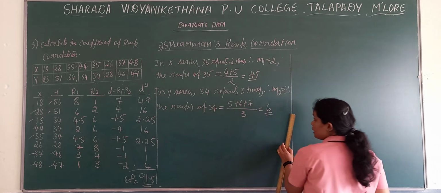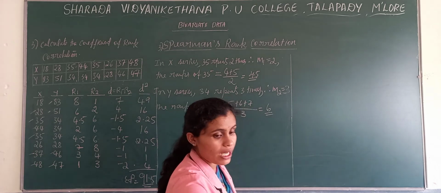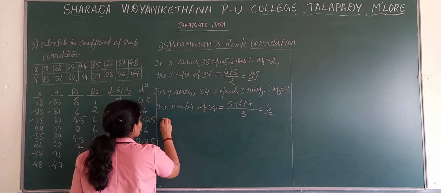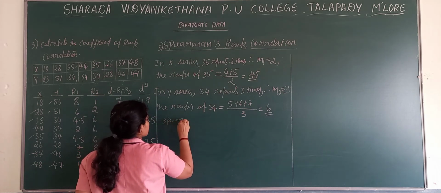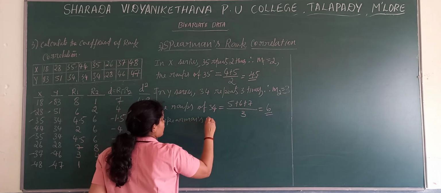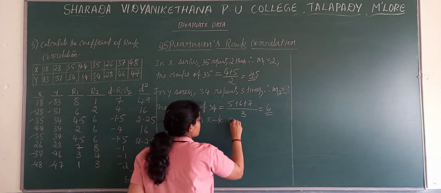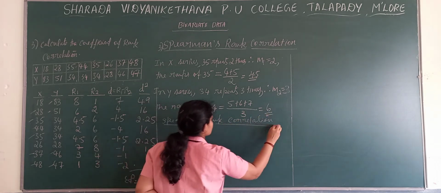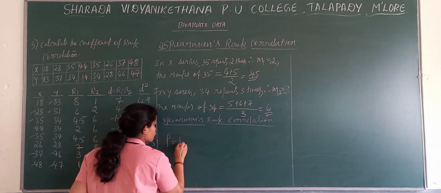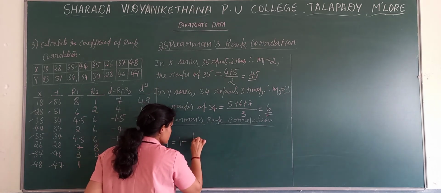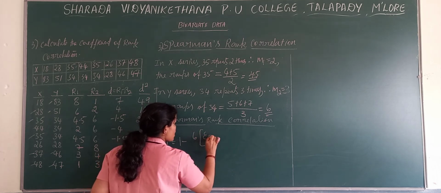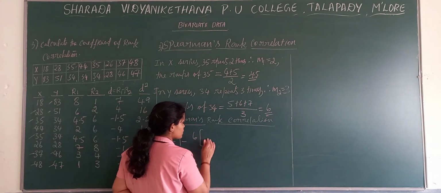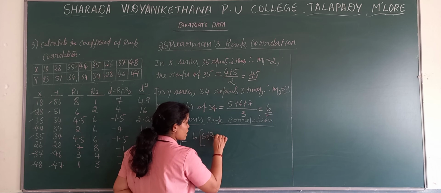There only we will apply Spearman's rank correlation formula. As I said, here the formula will change. So here Spearman's rank correlation is equal to 1 minus 6 into sigma d square plus 1 by 12.